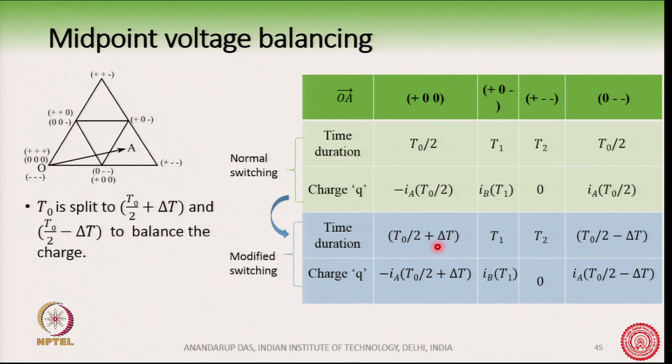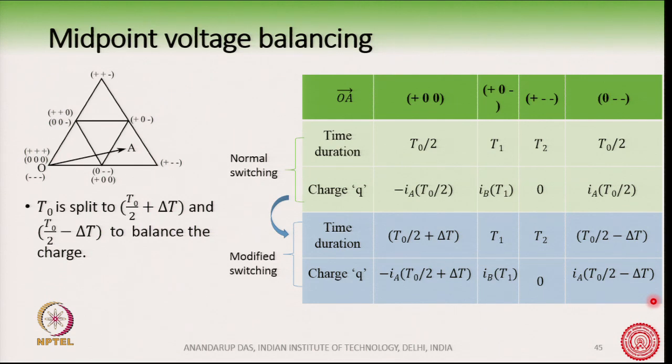So, if we change to T0 by 2 plus delta, then the net charge which is flowing out of the midpoint is minus Ia times T0 by 2 plus delta, and with this 0 minus minus we have seen that the net midpoint current is plus Ia. So, this is the charge which is flowing out of the midpoint, after we change T0 by 2 to T0 by 2 plus delta and T0 by 2 minus delta.